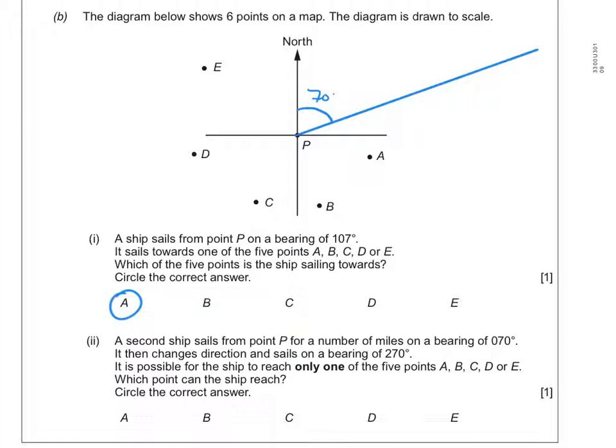And then it changes direction and sails on a bearing of 270. So just remember 270 is actually, if you turned 90 degrees, 180 degrees, and another 90 degrees, which would give you 270. So you've actually performed a 3/4 turn. So we're imagining going on this journey and at some point turning 3/4, we would end up facing west towards E. So our answer for the second part is going to be E.